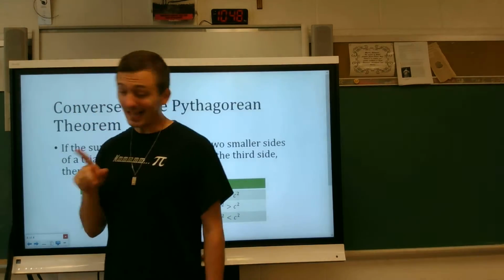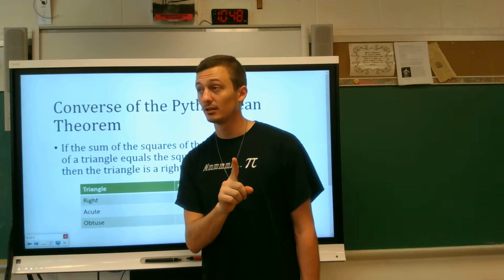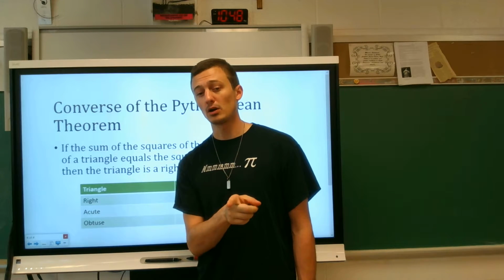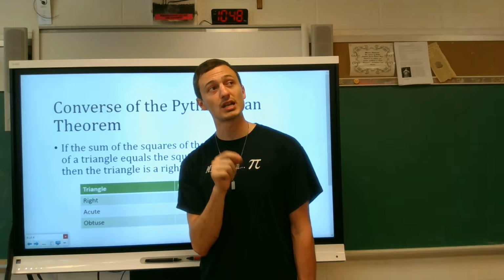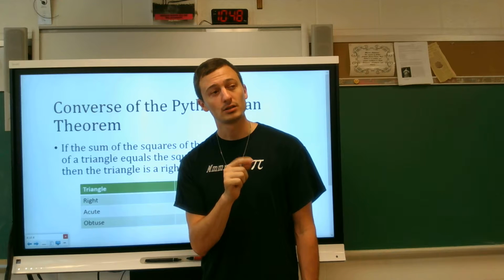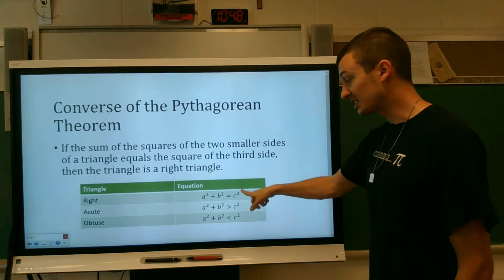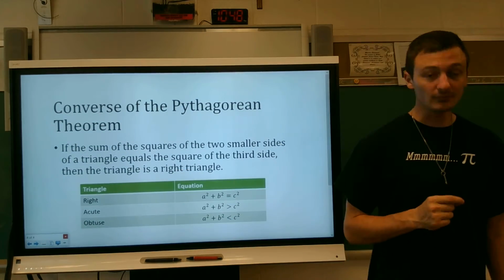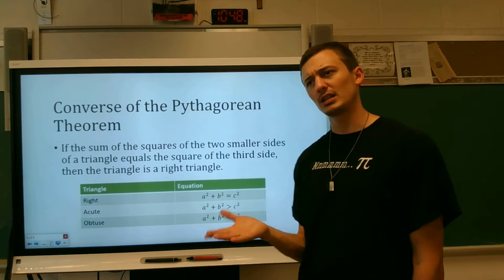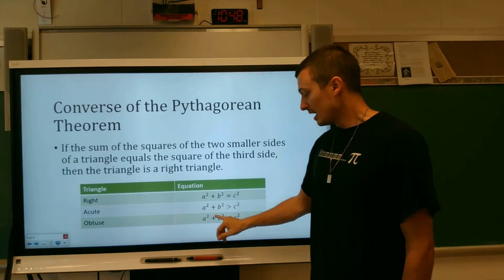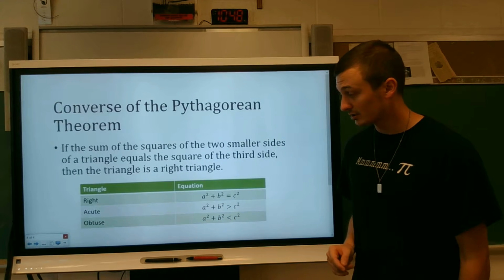Now, lastly, what if you have three sides that make up a triangle, but the sum of the two smaller sides squared does not equal the third side squared? Well, if it does, that's definitely a right triangle. If it doesn't, it's either an acute triangle or an obtuse triangle. Well, the question is, how do you tell? Well, if the sum of the two squared legs is bigger than the hypotenuse squared, that's an acute triangle.